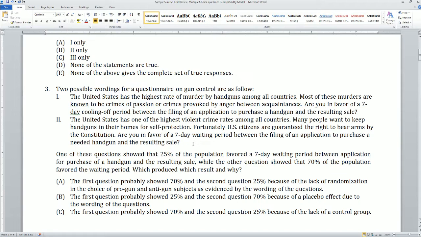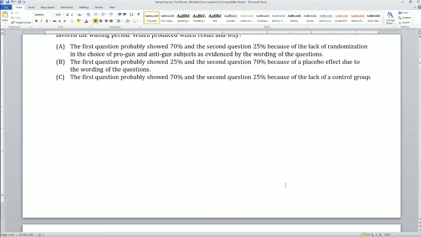What do you think? The first question probably showed 70%, and the second question 25, because of the lack of randomization and trust of gun license plate evidenced by the wording of the questions. The question probably showed 25%, and the second question 70%, because of a placebo effect due to the wording of the questions. The first question probably showed 70%, and the second question 25, because of the lack of placebo effect.